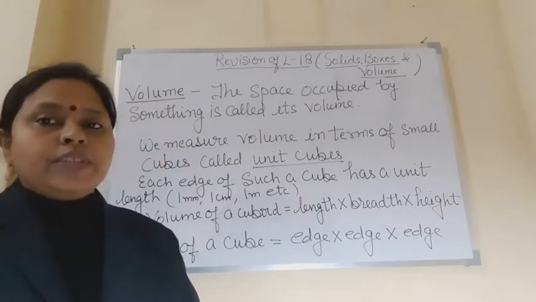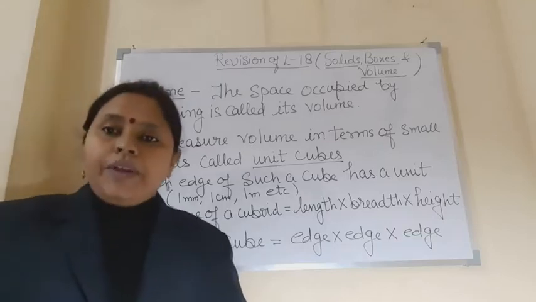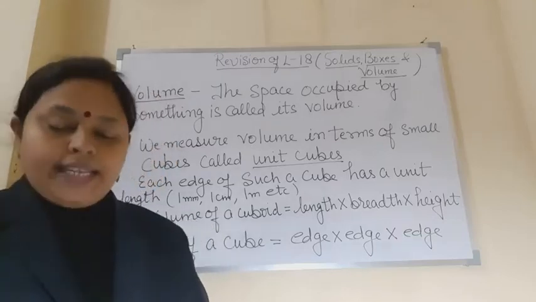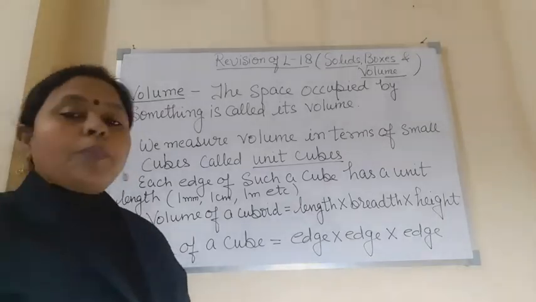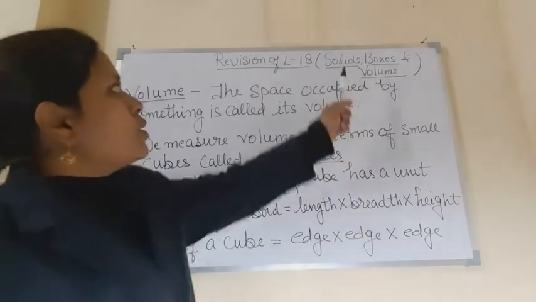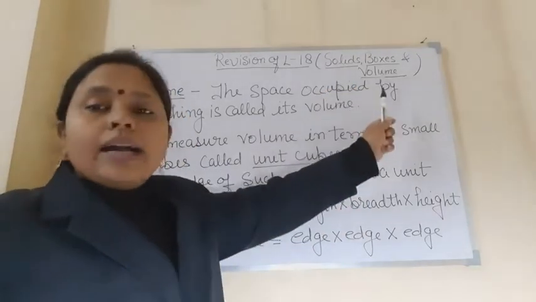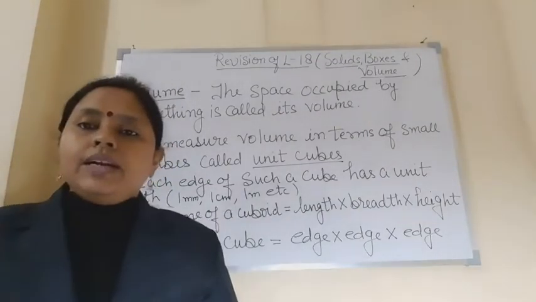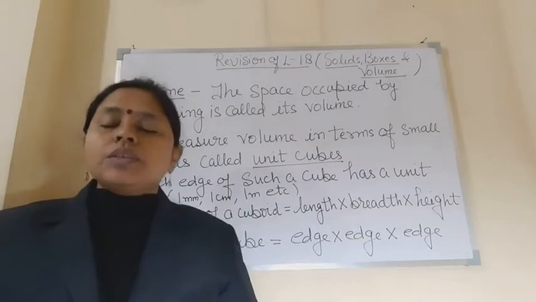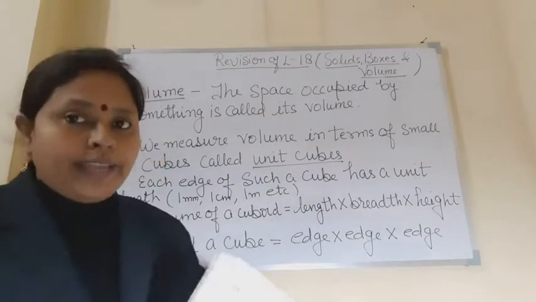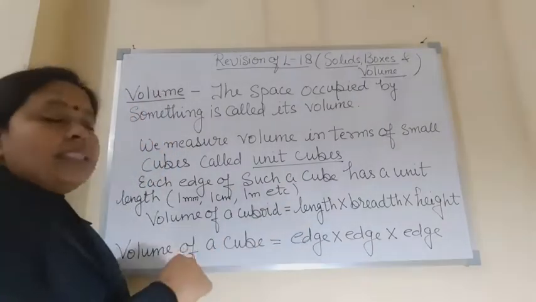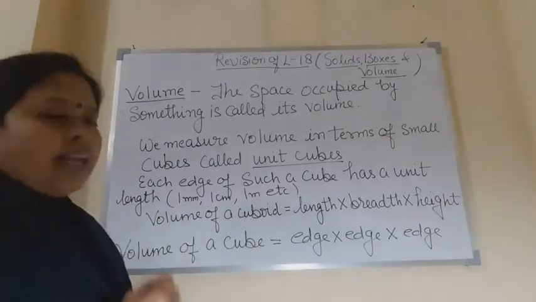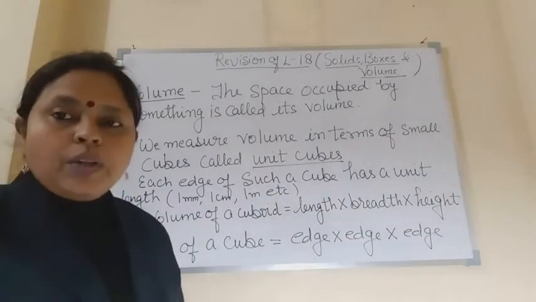Today in this video lesson, we will revise lesson number 18 and the topic of the lesson is solid, boxes and volume. So first of all, let us recall what we have learned in this chapter. So children, what do we mean by volume? Well, volume means the space occupied by something is called its volume.